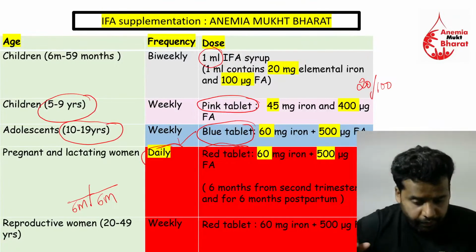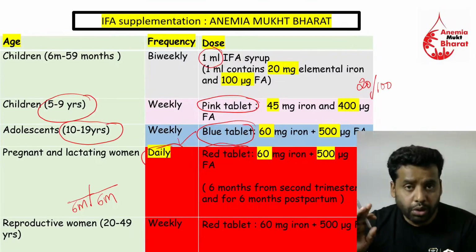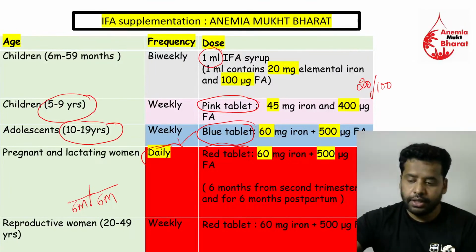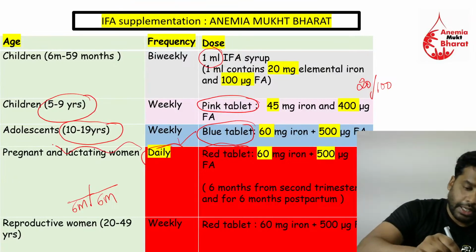This was the question. Color red, daily once. Dose is 60/500. So this is for pregnant and lactating women.